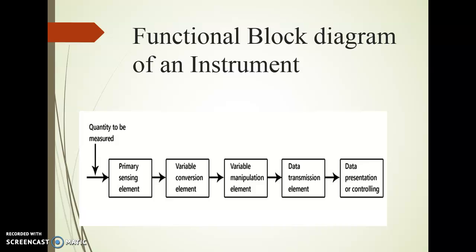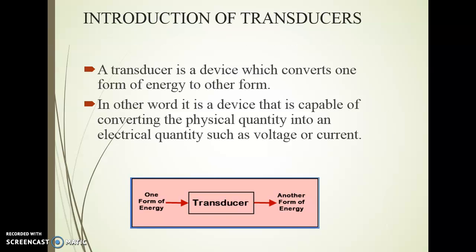For that, a device was developed to convert a non-electrical quantity into an electrical quantity, called a transducer. So a transducer is a device used to convert non-electrical parameters, such as pressure, temperature, humidity, and displacement, into electrical quantities like voltage, current, frequency, resistance, capacitance, etc. In other words, a transducer converts energy from one form to another form.